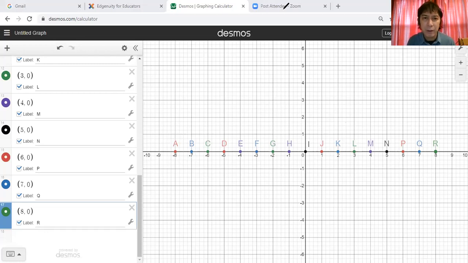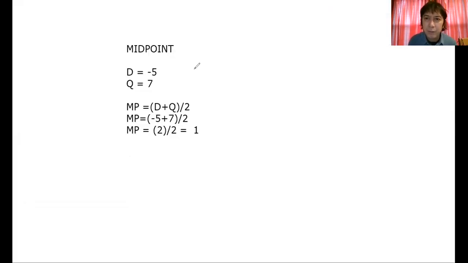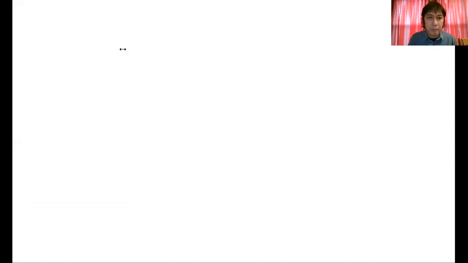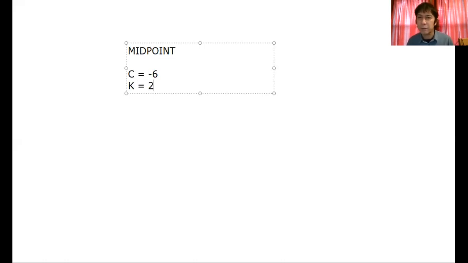Here's the whiteboard, and we shall clear. We're still doing the midpoint. We have the point C, which is equal to the number -6, and K, which is equal to +2. Now, we're getting the midpoint, so the formula is to get the average of the two numbers. That will be the midpoint. So for the formula, we have C added to K. Remember, we're getting the average. After getting the sum, we divide by 2.